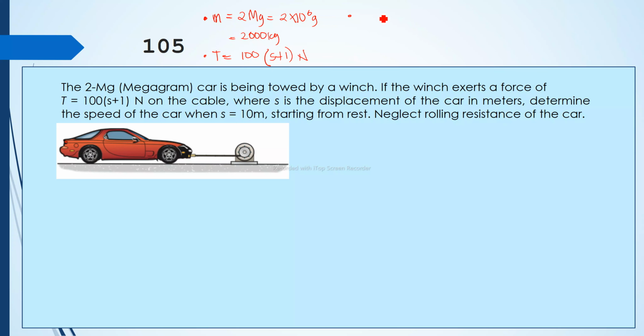Starting from rest, at S equal to 0 from the origin, its velocity or its speed is equal to 0. And then at S equal to 10 meters, we are tasked to find the velocity. Neglect the rolling resistance of the car. So again, our tension is formed here. This is T.